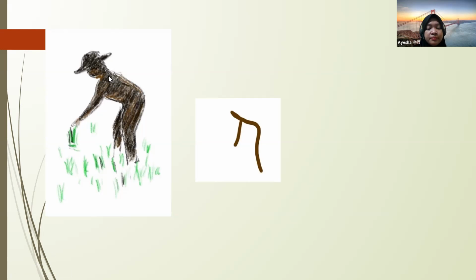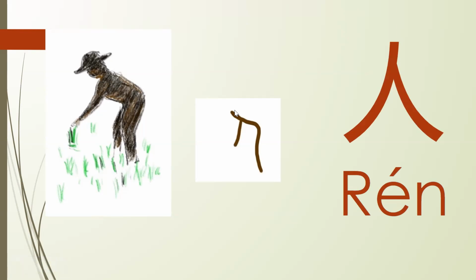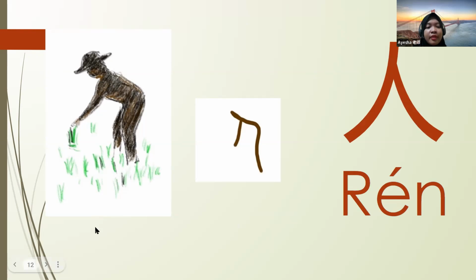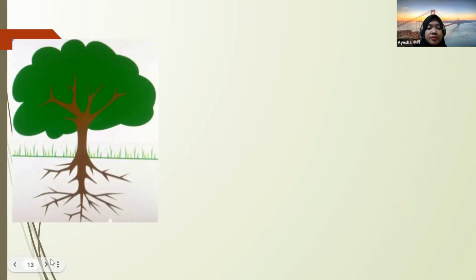This person, this man, this form evolved to become this word, 人. 人, can you follow me? 人. 人. 人. Okay, all right, so moving on. What does this look like to you?